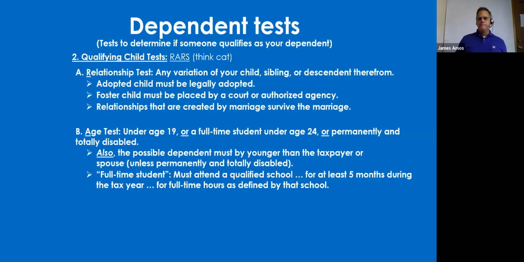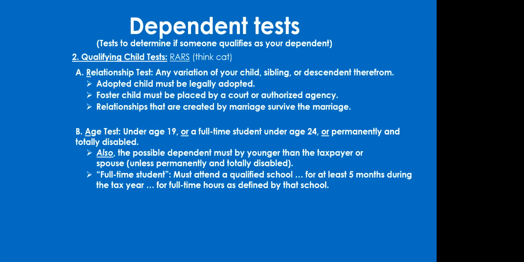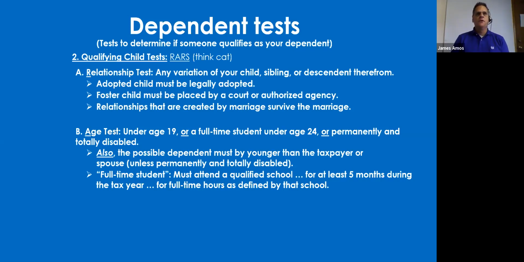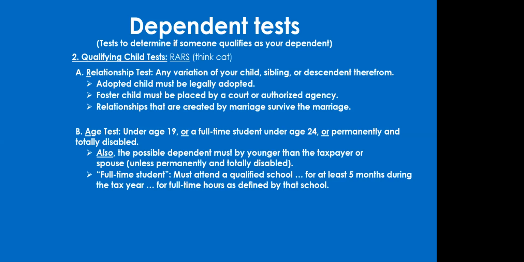Now, sibling. What is a sibling? What's another definition or example of a sibling? Brothers, sisters. That's exactly right. So your brother you can claim, your sisters you can claim, or descendant therefrom. What's a descendant from a child? Grandchild. That's right. What's a descendant from a sibling?